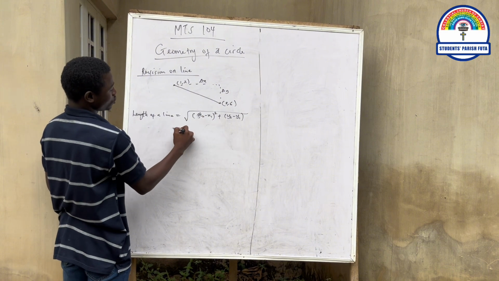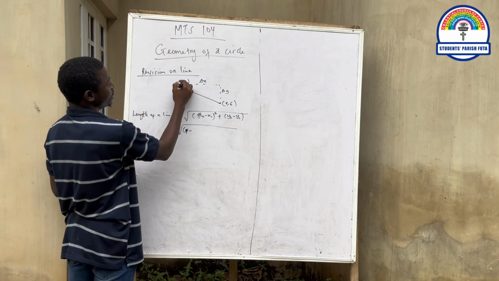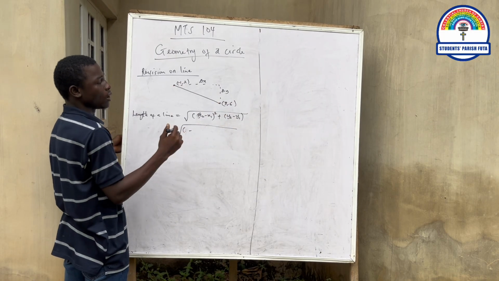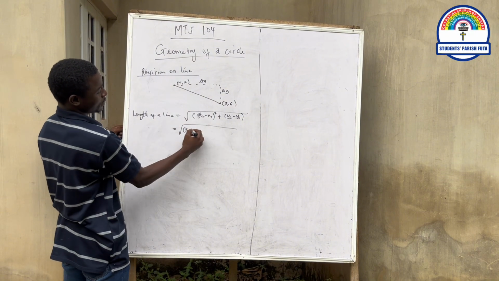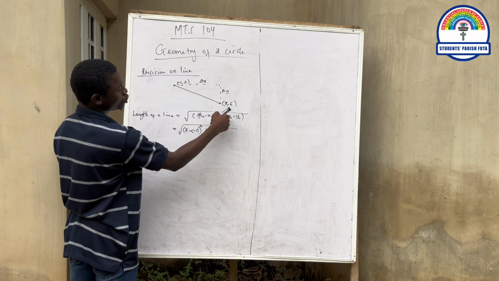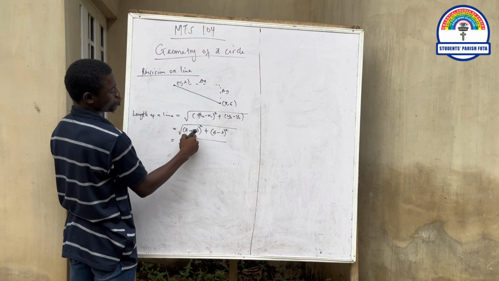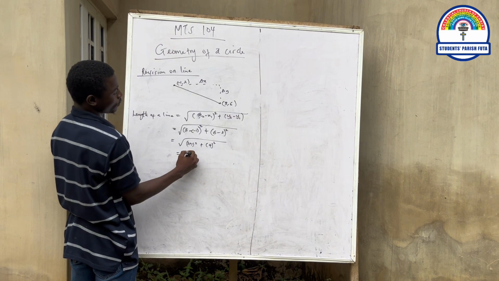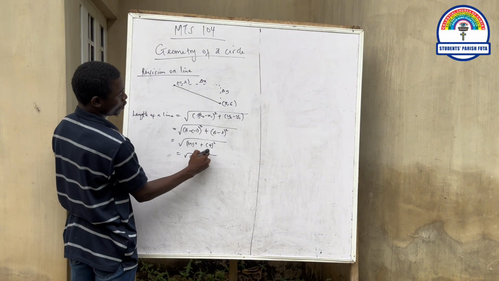So x2 minus x1. What is my x2? That is 4 minus 1. Or let me change this to minus 1 and 3. Let's change it so that you can see how you can work with negatives as well. So 3 minus x1, that is minus 1. Put it in brackets because it has the sign, plus y2, 6 minus y1, 2, squared. That is the square root of (3 plus 1) squared plus (6 minus 2) squared. 3 plus 1 is 4. So the square root of 4 squared plus 4 squared.